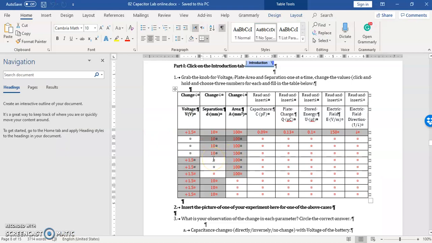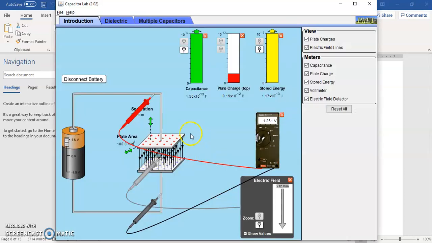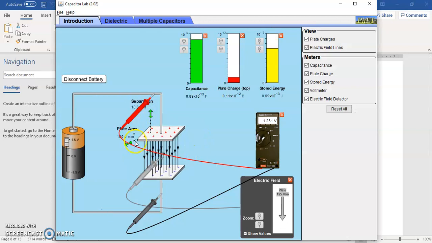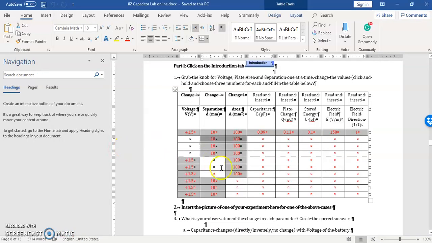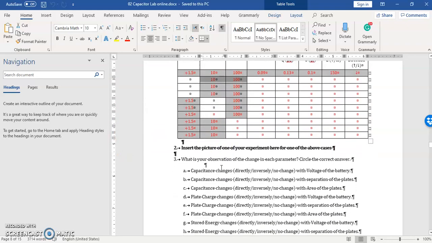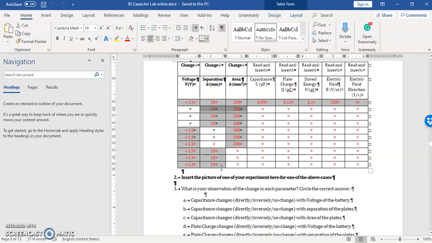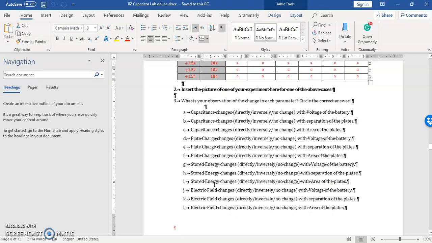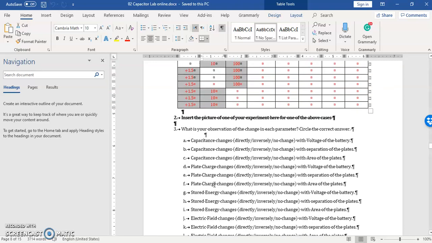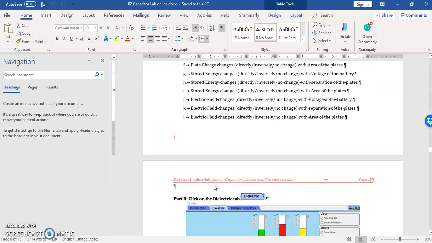Try to increase it or decrease it so that you see what is happening as a result. And then the last one is the area. I want you to put the separation back fixed at 10, and then change the area to 3 different areas, then read everything and put it there. So this is the first part. After you have filled out everything over here, I need you to go through and answer the questions. How is the capacitance changing with the change of the voltage? Look at your data, conclude something, and answer those questions.